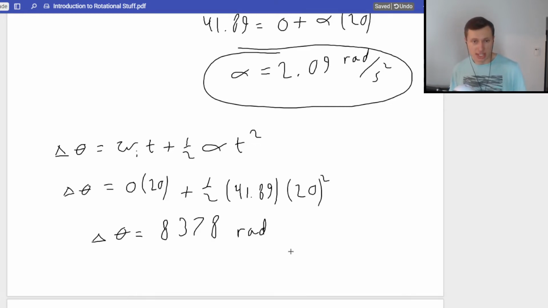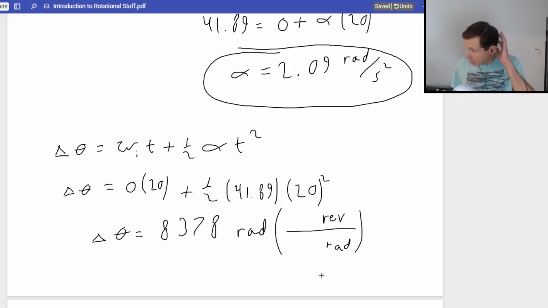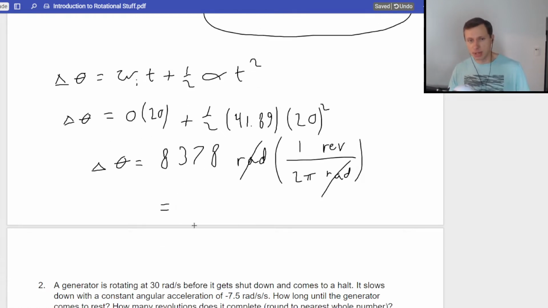It's not revolutions. In other words, this is not our final answer because I want to find revolutions. How do I convert this to revolutions? Well, as we did before, I'm going to multiply by something with a fraction bar here. In the denominator, I'm going to have radians. In the top, I'm going to have revolutions. And by the way, revolutions and rotations, I'm going to use them interchangeably because they mean the exact same thing. And then I say to myself, in one revolution, there are 2 pi radians. That's the correct factor. So radians cancels. We're left with revolutions.